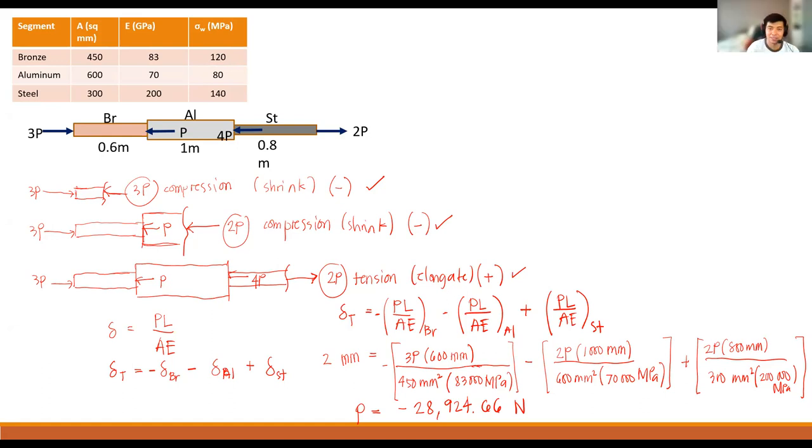Mechanics of Materials by Andrew Pytel and John Q. Salas.